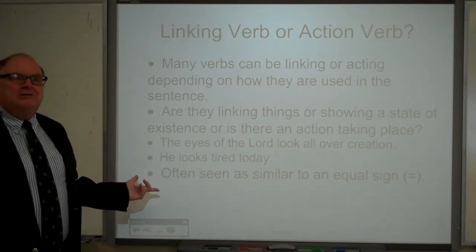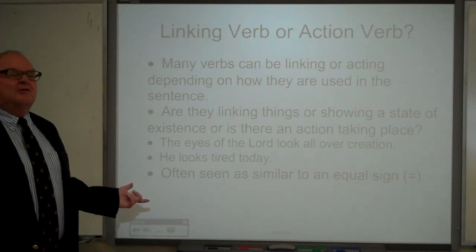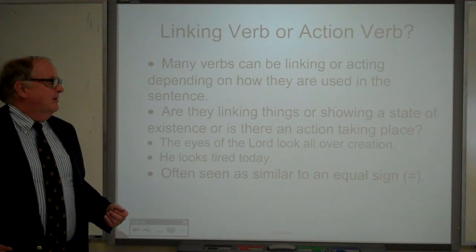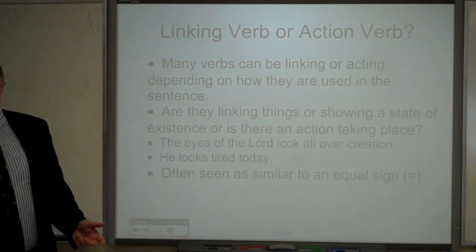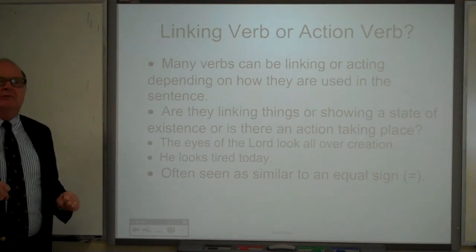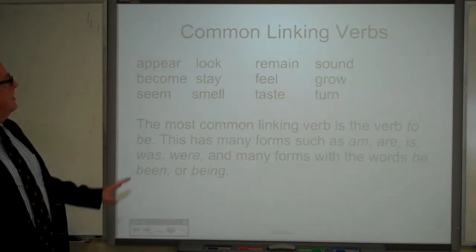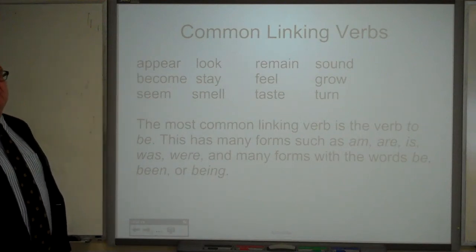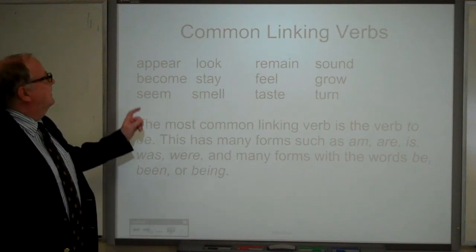And another little tip, linking verbs are sometimes seen as similar to an equal sign. You know, he equals tired. Okay, sometimes that helps some people to remember what a linking verb does. Here are the most common linking verbs. I think you'll find these listed in your grammar book.